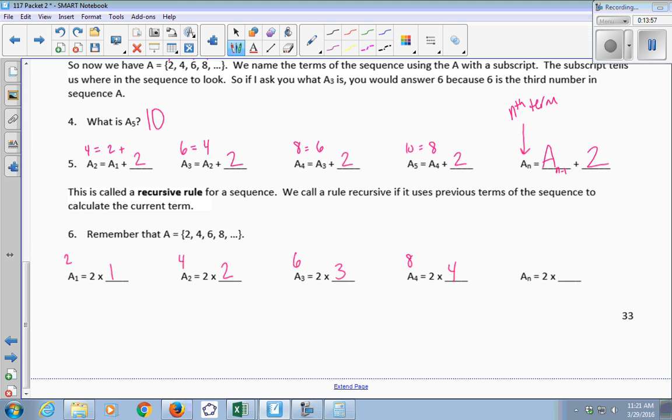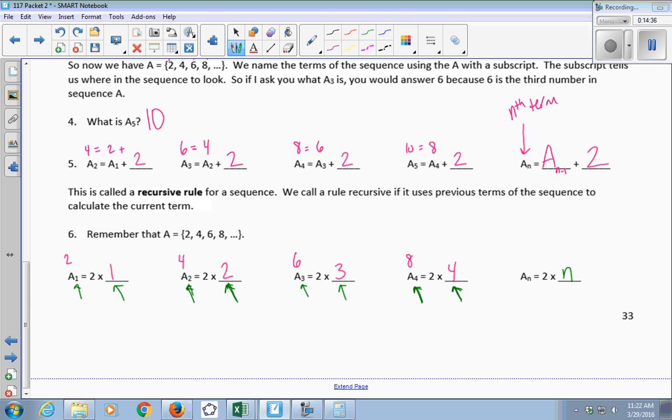4. Okay, so let's see, before I try to write a generic formula here, let's notice the pattern between the subscript and the number I wrote in the line. It's the same, right? A sub 3 is 2 times 3. A sub 4, 2 times 4. A sub 2 was 2 times 2. Okay. So A sub n should be 2 times what? N. The subscript and the number you multiply by are going to match.